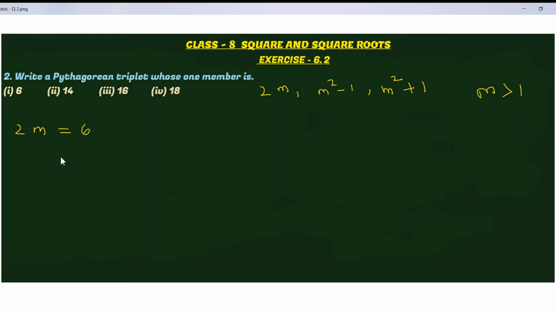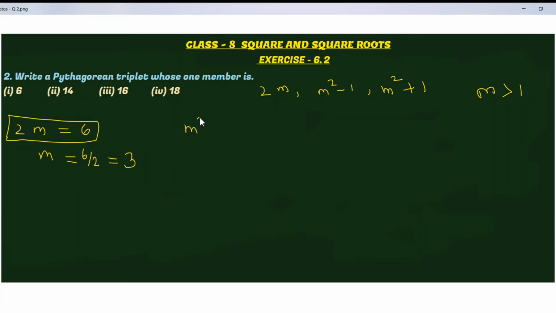If 2m is 6, then what is m? M is 6 upon 2, which is equivalent to 3. This is the first number of the triplet. Now we need to find out what m square minus 1 and m square plus 1 are.